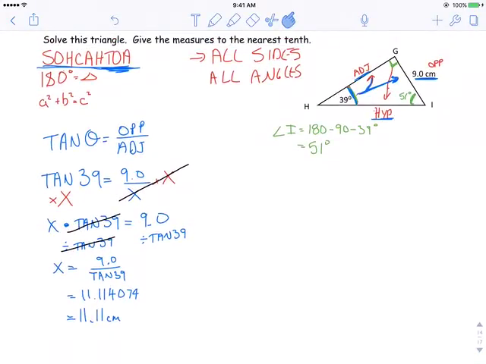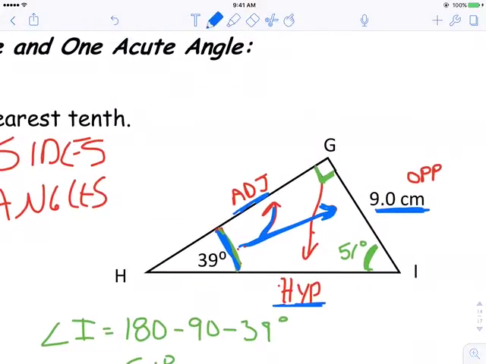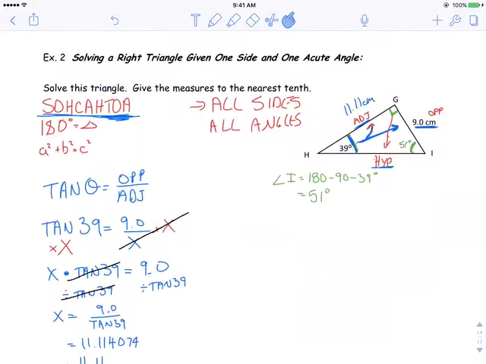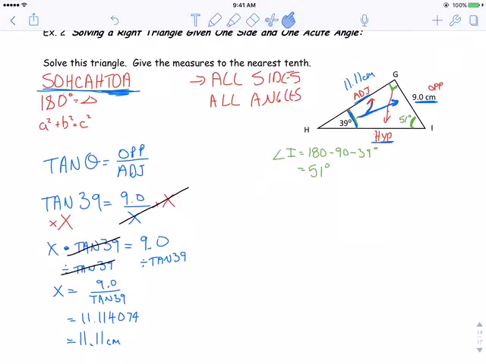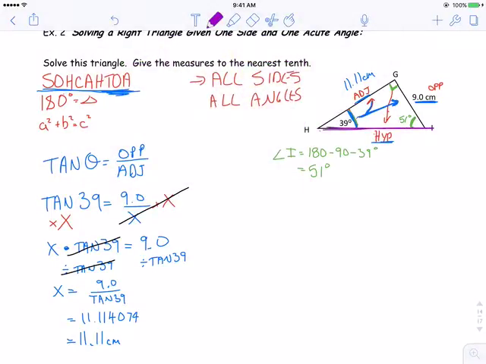So I've just solved the adjacent side: 11.11 centimeters. That leaves me with my hypotenuse. Now I have to solve for my hypotenuse, which is this side here.